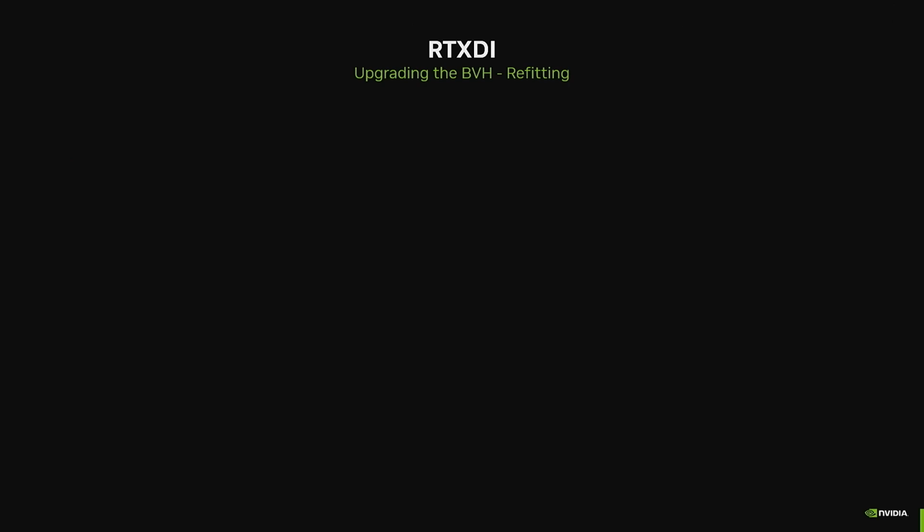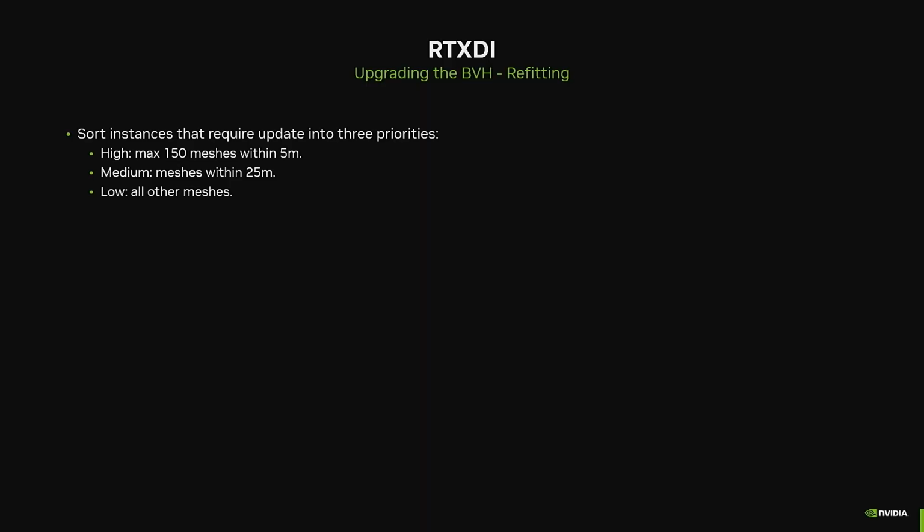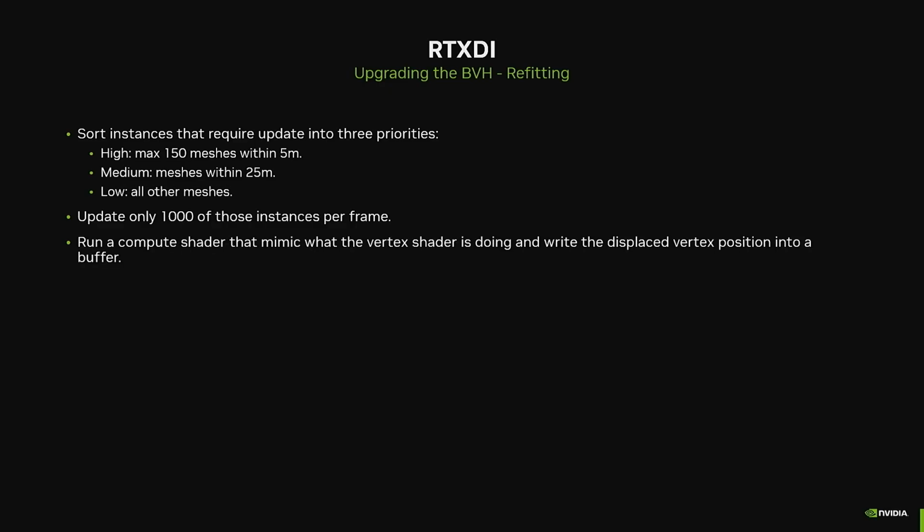For instance refitting, we sort all instances that need it into 3 priorities. We have the high priority, which is maximum 150 meshes within 5 meters. Then we have medium priority, everything else within 25 meters. And then low priority, which is everything else remaining everywhere. So we only update 1,000 of those instances per frame, which guarantees all high priority instances are updated. For the refit process, we basically run a compute shader that mimics what the vertex shader is doing and simply outputs the modified vertex position into a buffer. And then we use that buffer to refit the BLAS of that instance.